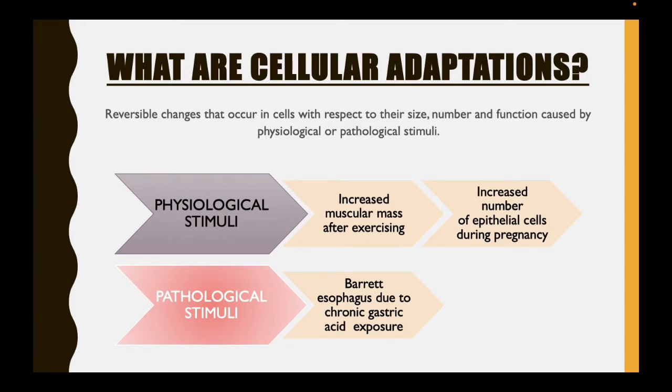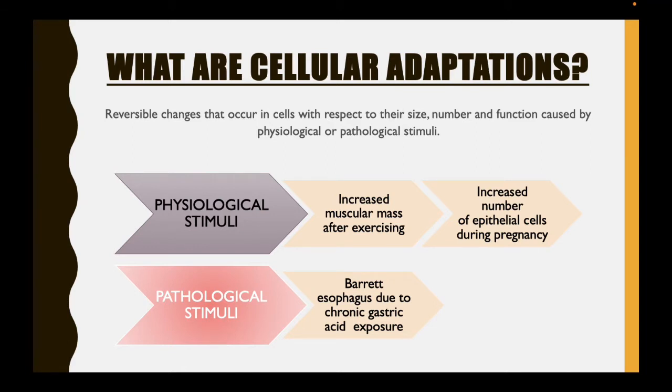And now we come on to pathological stimuli. So here the example given is Barrett's esophagus due to chronic gastric acid exposure. Now, Barrett's esophagus is a precancerous lesion to developing esophageal adenocarcinoma. So, essentially, what happens with Barrett's esophagus is that we have changes in the epithelial lining of the esophagus. Normally it is lined by squamous epithelium, and this gets converted to columnar epithelial lining, which is seen in intestines. So, it is basically also called intestinal metaplasia.